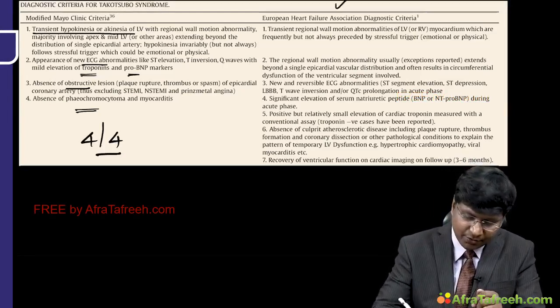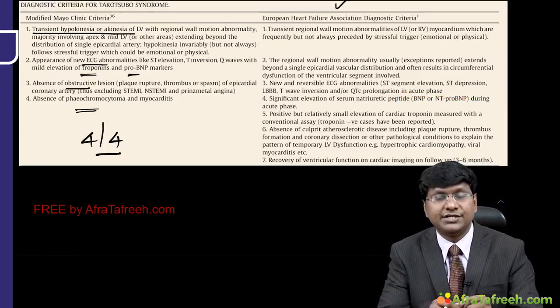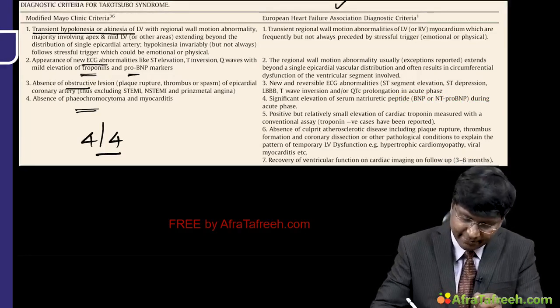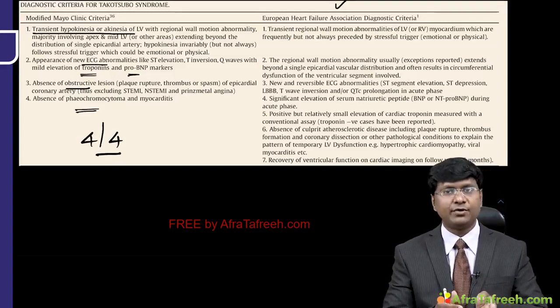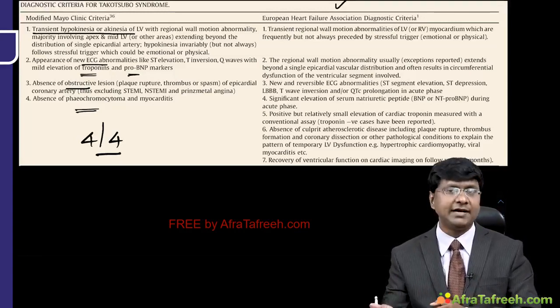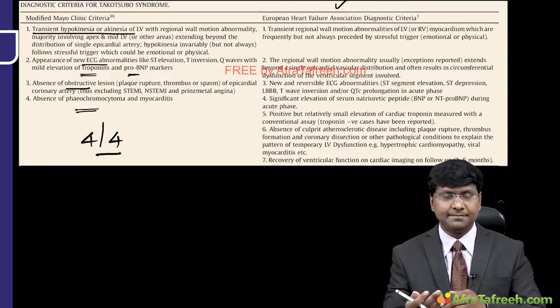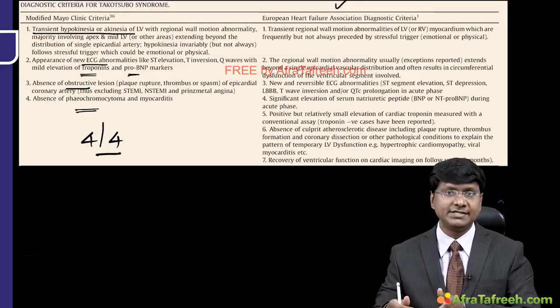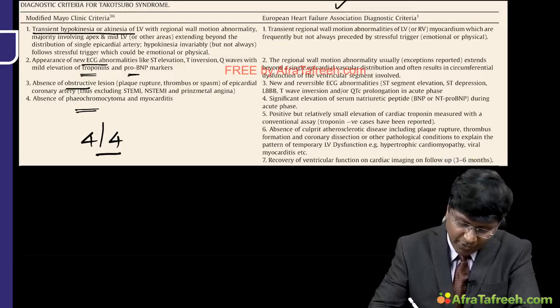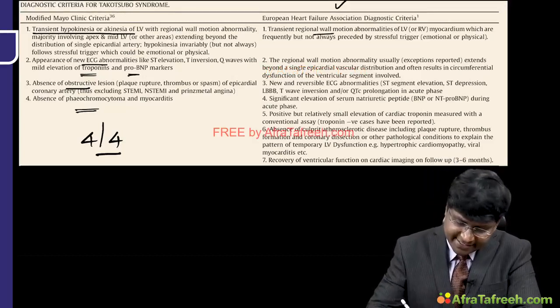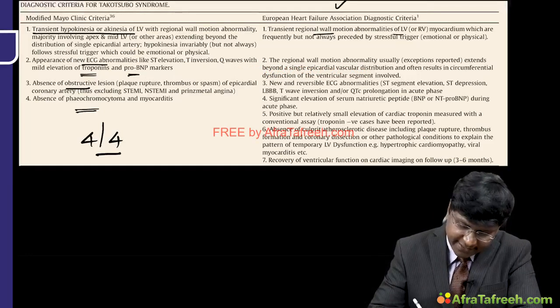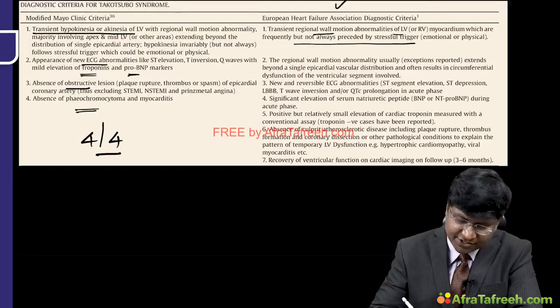Next. Now coming to the European Heart Association diagnostic criteria. That is number 1. Almost the same things that are in the modified Mayo Clinic criteria are in the European Heart Association criteria too, but they have split them, and that's the reason why the number is increased. What are those? I'll tell you. One is regional wall motion abnormality, right? This regional wall motion abnormality of the LV is frequently but not always preceded by a stressful trigger.